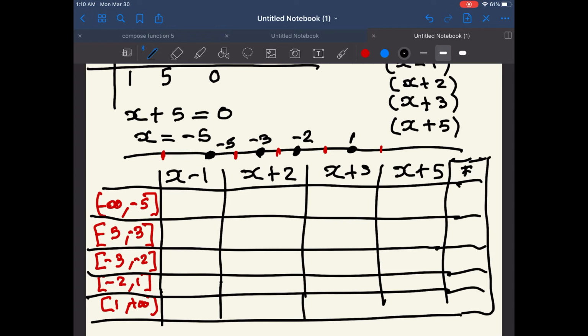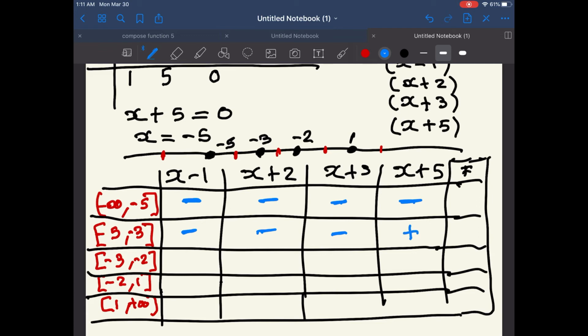Now, you select any number less than negative 5, for example negative 6. Negative 6 minus 1 is negative, negative 6 plus 2 is negative, negative 6 plus 3 is negative, negative 6 plus 5 is negative. For a number between negative 5 and negative 3, you can select negative 4. Negative 4 minus 1 is negative, negative 4 plus 2 is negative, negative 4 plus 3 is negative, and negative 4 plus 5 is positive.